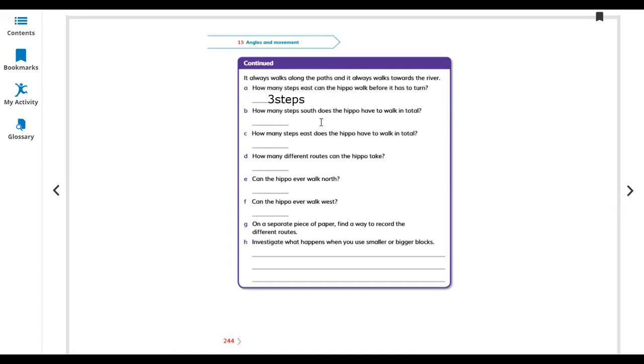How many steps south? Again 3 steps. And how many steps east does the hippo have to walk total? Again 3 steps. Because there are 3 boxes vertically and horizontally. How many different routes can the hippo take? There are 18 or 20 boxes, 20 routes they can take from vertically or horizontally. 18 or 20.